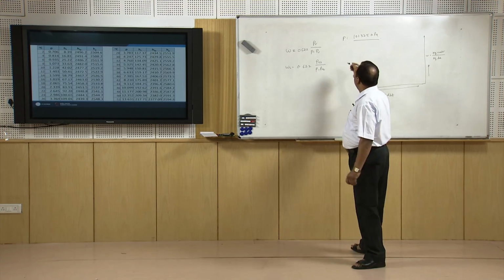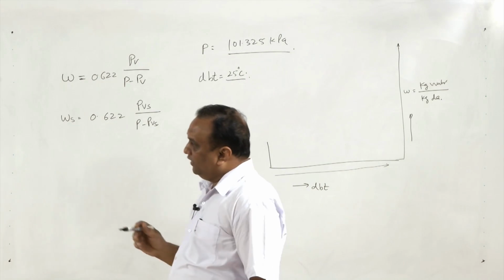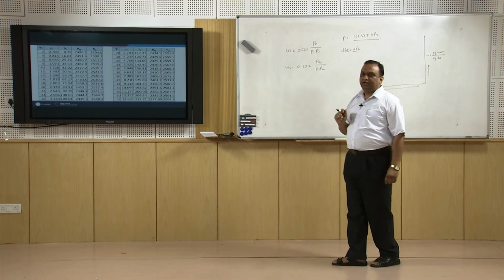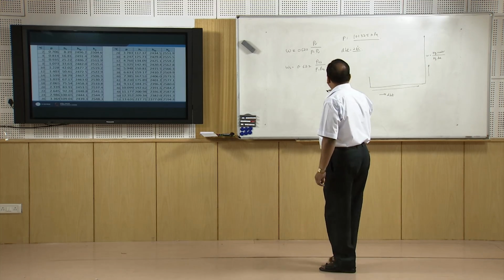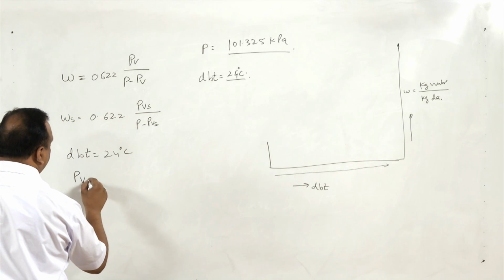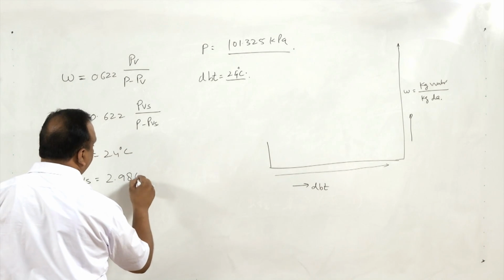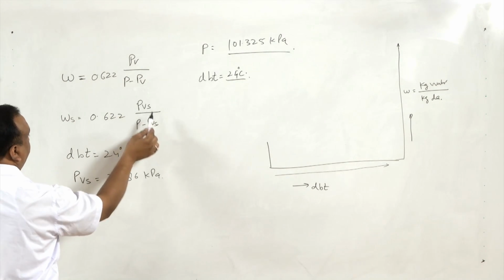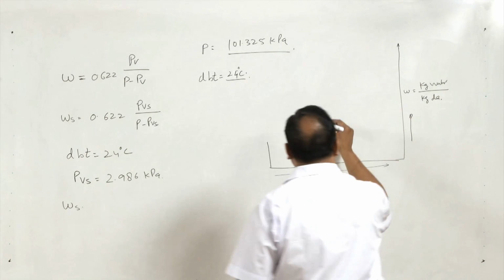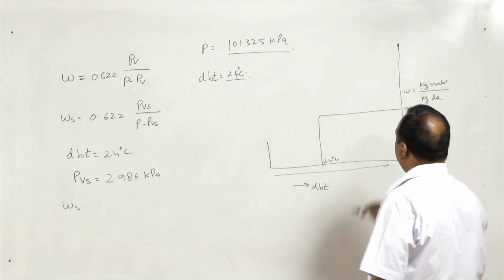The value of this pressure we can get from the steam table. Suppose the outside temperature or DBT, we will assume some DBT, let us say 25 degrees centigrade. Here the 25 degrees centigrade value is not given, so we will assume 24 degrees centigrade. At this dry bulb temperature, the partial pressure of water vapor in air is 2.986 kilopascal. Now we have all the values, partial pressure of the water vapor and total pressure, so we can find the value of omega s, that is 0.1.